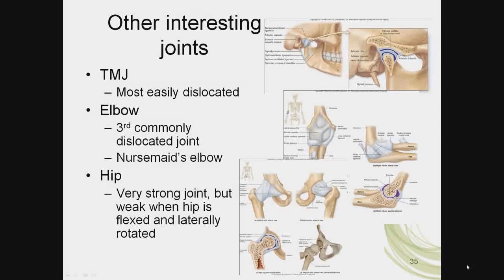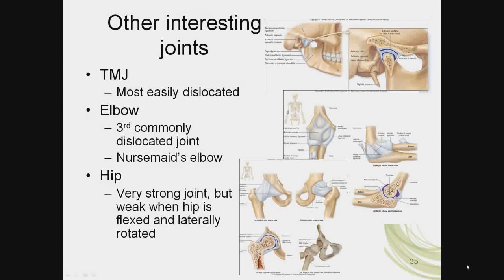The elbow joint is a hinge joint composed primarily of two articulations. One, the humero-ulnar joint, where the trochlear notch of the ulna articulates with the trochlea of the humerus, and two, the humero-radial joint, where the capitulum of the humerus articulates with the head of the radius.